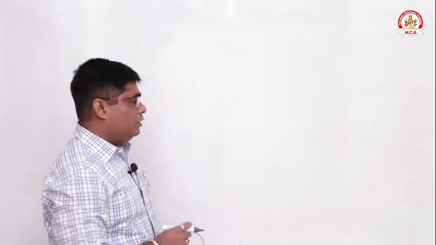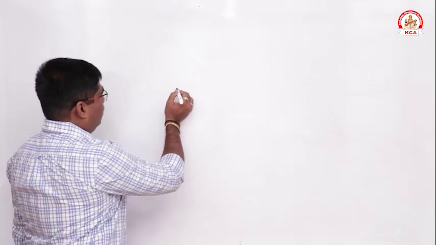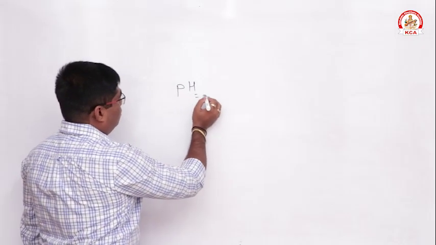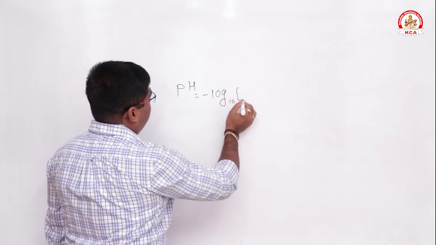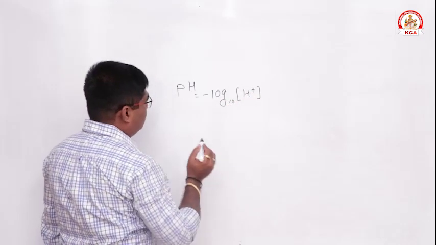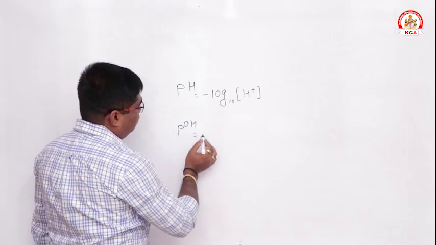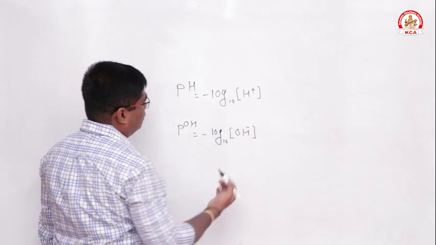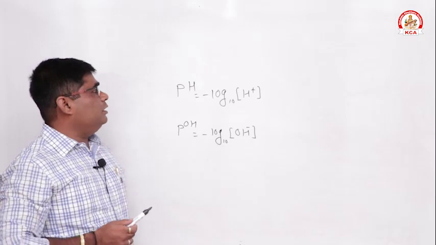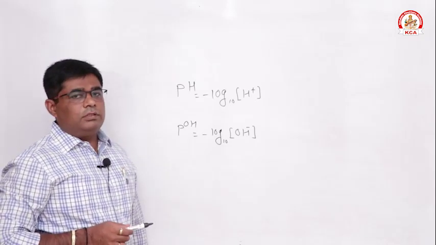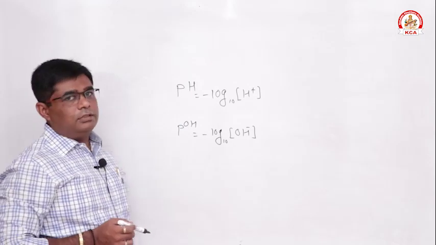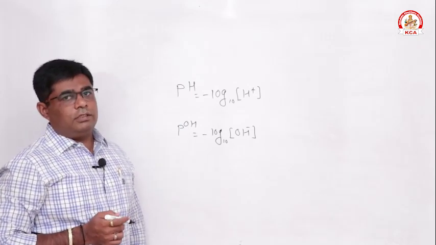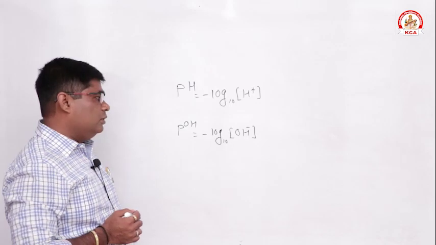In the previous lecture we discussed the pH and pOH of the solution. You know this formula: pH is equal to minus log to the base 10 of H plus ion concentration. pOH is equal to negative logarithm to the base 10 of OH minus ion concentration. This is about the pH and pOH. We also discussed what is the pH scale, the scale given by Sorensen, which expresses the H plus ion concentration very conveniently. That is the pH scale.